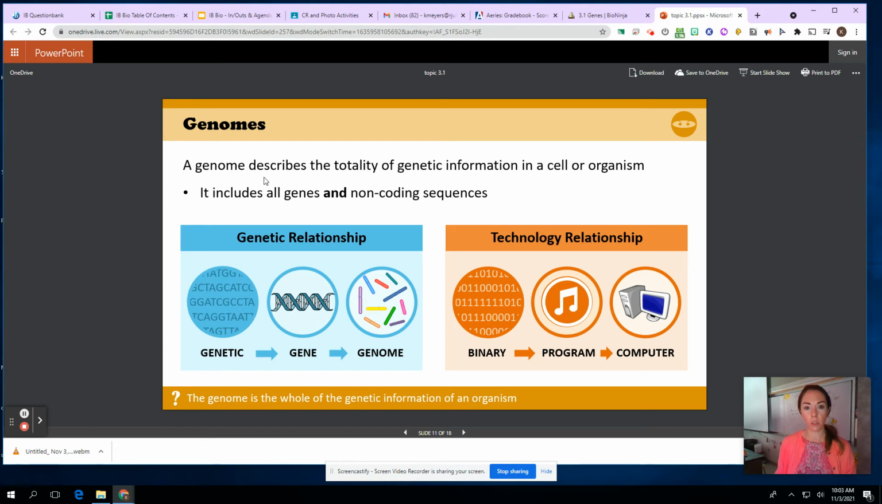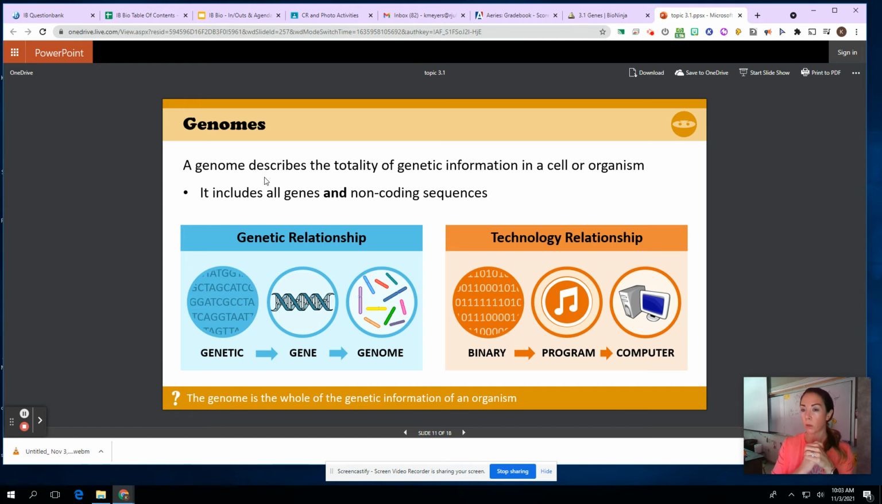So genome describes the total genetic information of a cell or an organism. Remember that a cell actually carries all the DNA. So when we're looking at the genome, we can look at a single cell because all of the DNA is in there. It includes what we call the genes and the non-coding sequences. If you go back to those chromosomes, the genes are the specific ones that code for a trait.